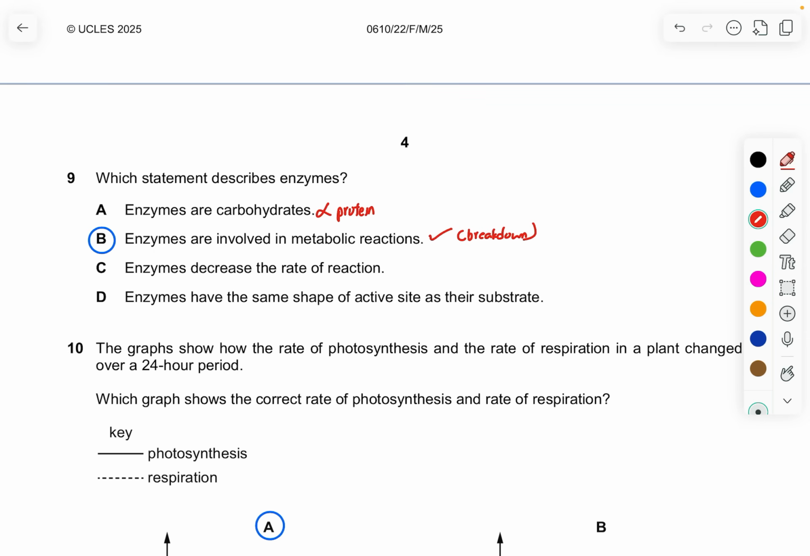Enzymes decrease the rate of reaction. Wrong. This should be increase rate of reaction. Enzymes have the same shape of active site as their substrate. Wrong. It has a different shape.